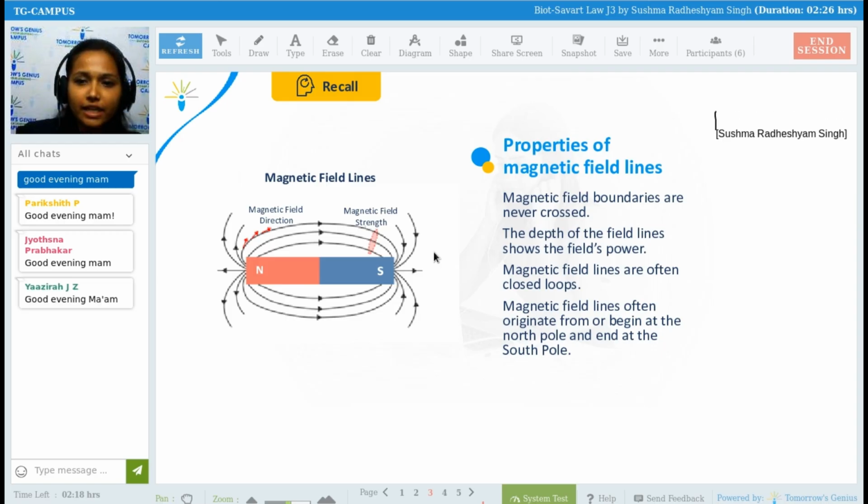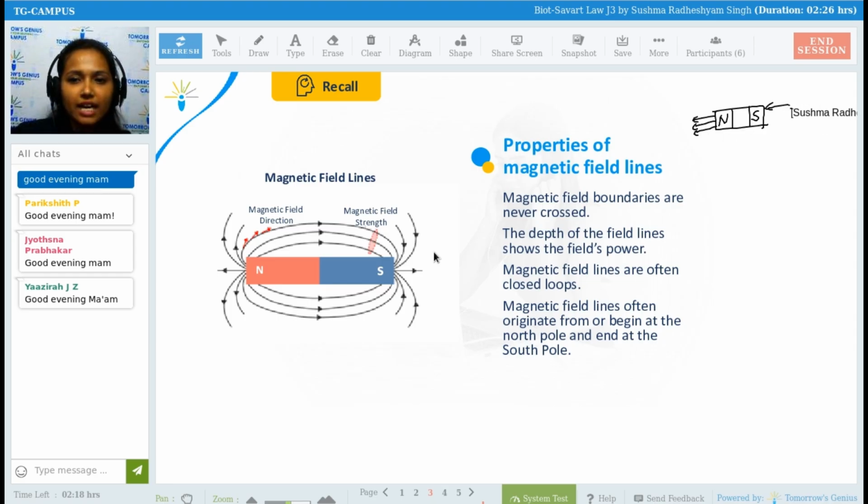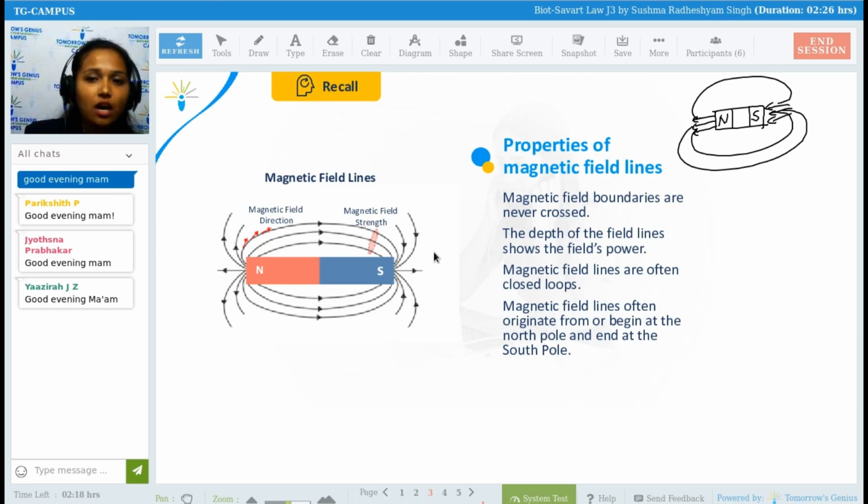First of all, the magnetic field lines originate from the north pole and terminate at the south pole. These magnetic field lines form closed loops like this. So these are magnetic field lines traveling from north to south. These magnetic field lines never intersect each other. Am I right?